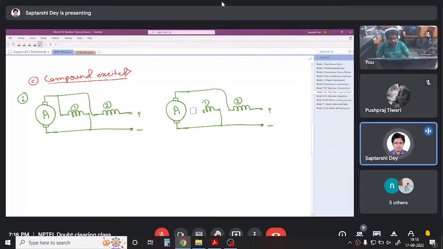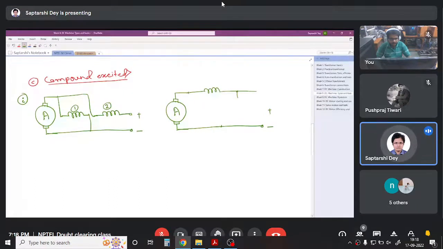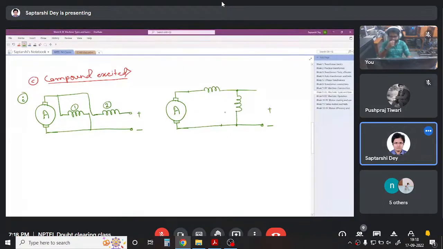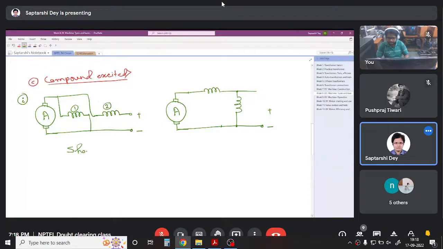Okay, let me draw the shunt separately. So we have the series excitation here, and the shunt is in parallel with both. So here the shunting path is small, here the shunting path is long. So this is short shunt, and this is long shunt.